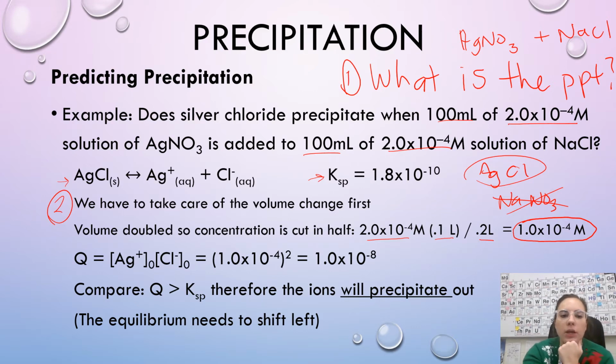Then I'm going to write my Q expression, concentration raised to the coefficients, which in this case were both 1. So I plug in my new concentrations and I get 1.0 times 10 to the negative 8. I'm going to compare that to the K value, and Q is again greater than K, and so the ions will precipitate out.